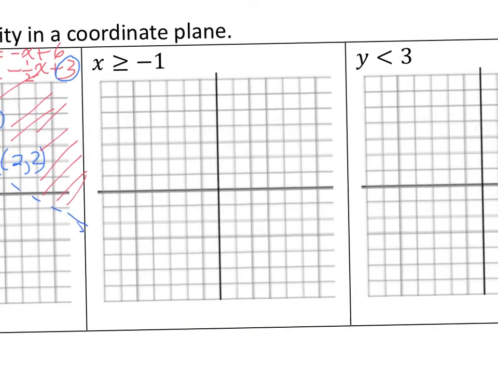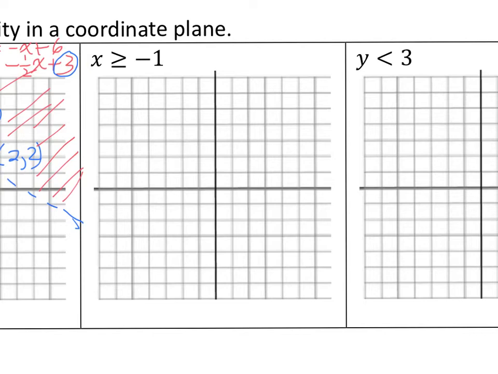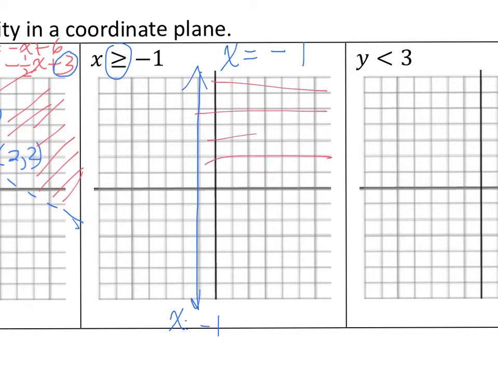Here we go with x greater than or equal to -1. So again, let's first graph the solid line, because it's a greater than or equal sign. So the solid line will be x equals -1. And then we need to shade to the right because we want all the solutions greater than and equal to -1. So this would be the solution.